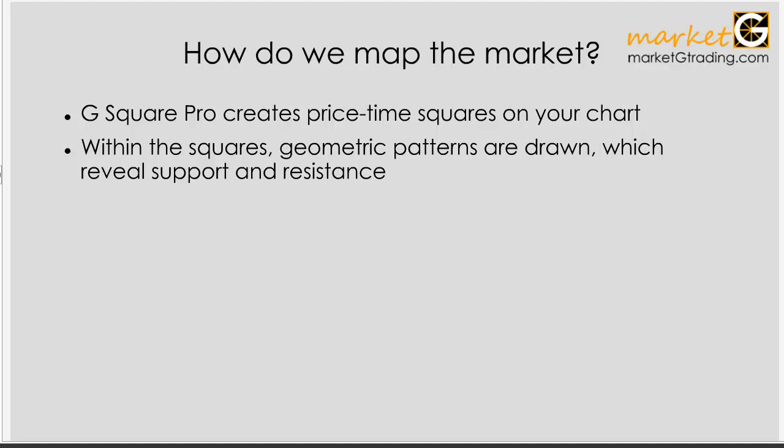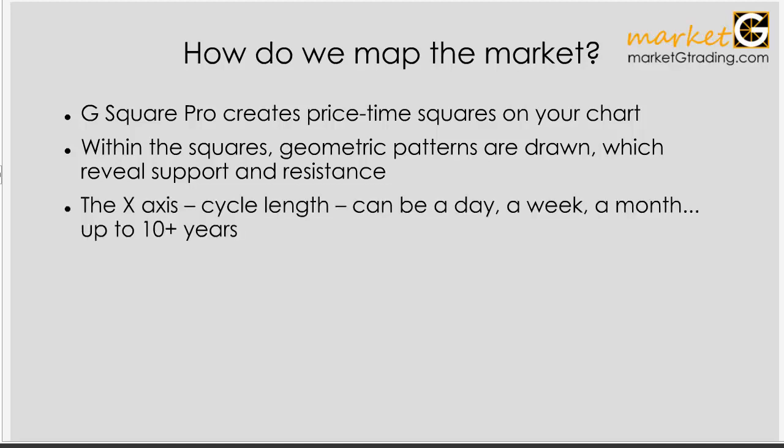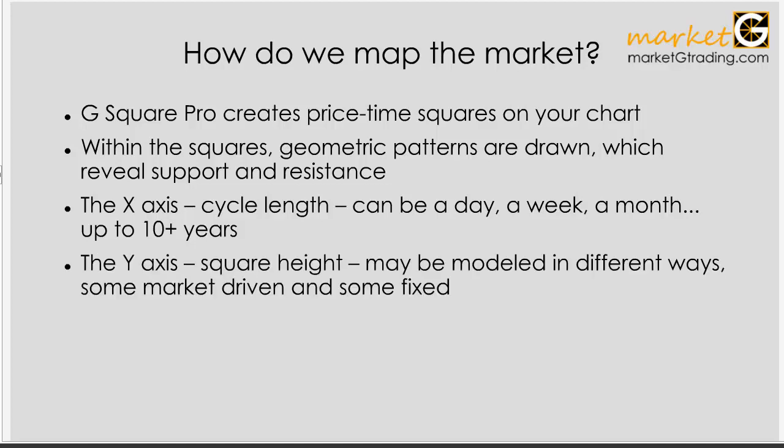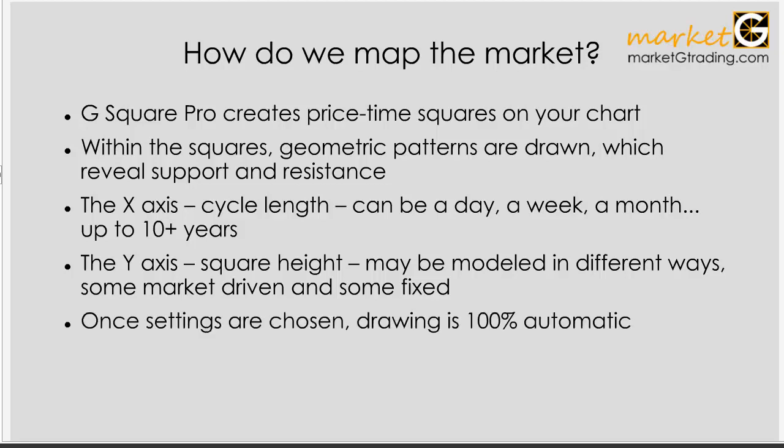Within the squares, geometric patterns are drawn which reveal support and resistance. The x-axis is the cycle length, as I call it, can be a day, a week, a month, up to 10 years or more. The y-axis, the square height, may be modeled in different ways. Some market-driven and some are fixed. Once the settings are chosen, drawing is 100% automatic.